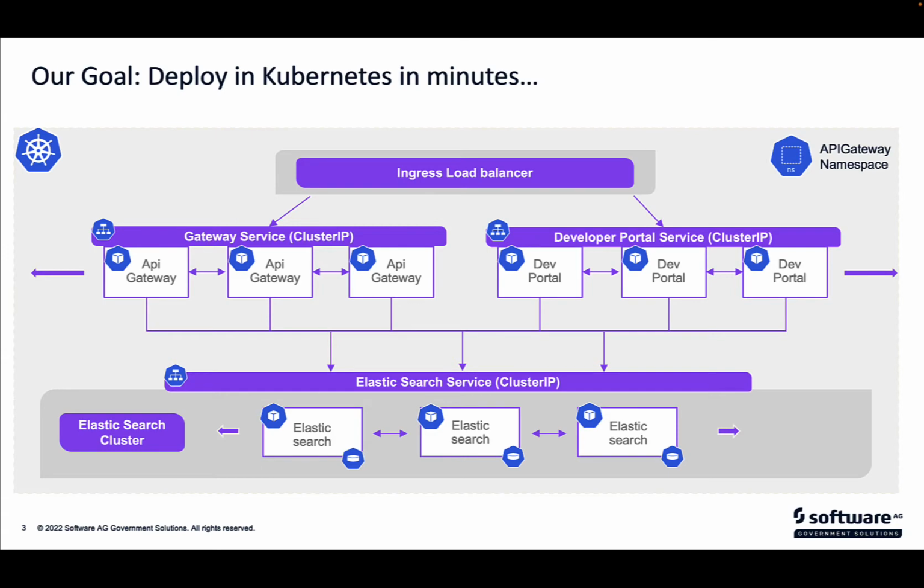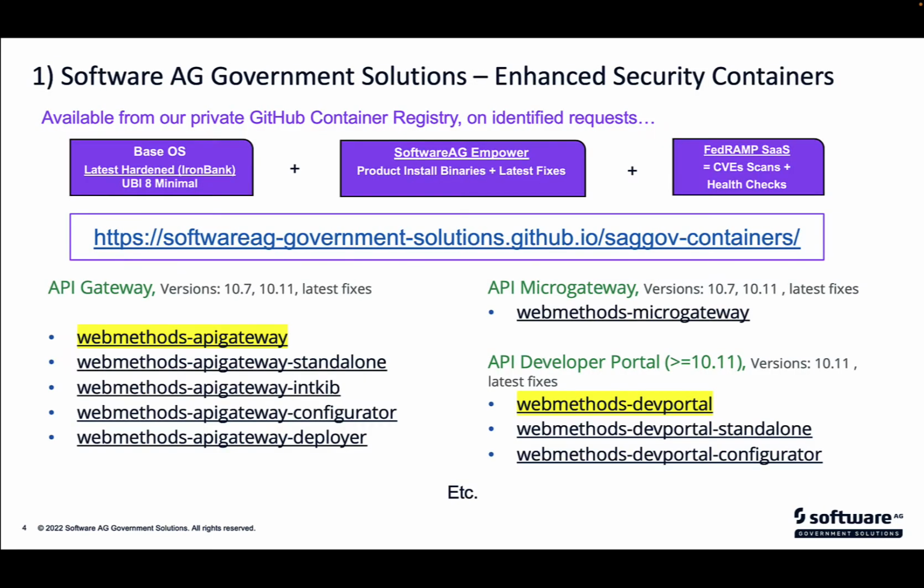So now, what do we need to make this work? First, we're going to need containers. Software AG Government Solutions has been building enhanced security containers for many of the Software AG products, including the ones at hand here, which are webMethods API Gateway and webMethods Developer Portal. And what do I exactly mean by enhanced security containers? So first, we start from a hardened UBI8 minimal operating system directly sourced from the DoD hardened container registry called Iron Bank. And of course, we update the OS image on an ongoing basis.